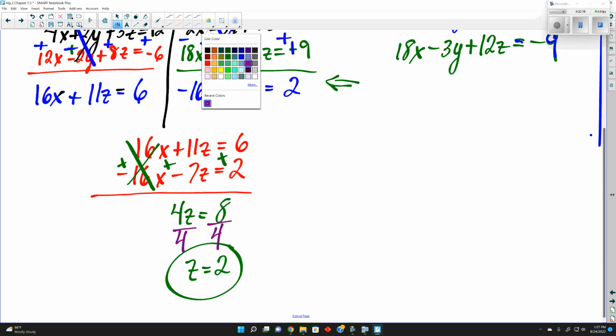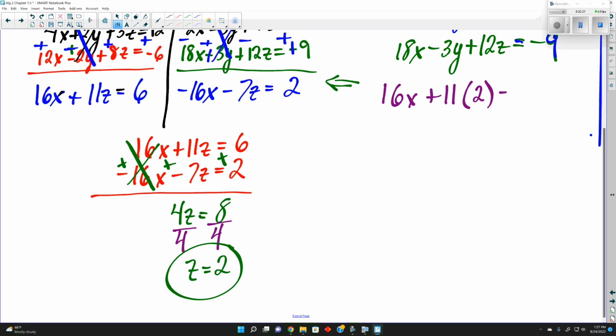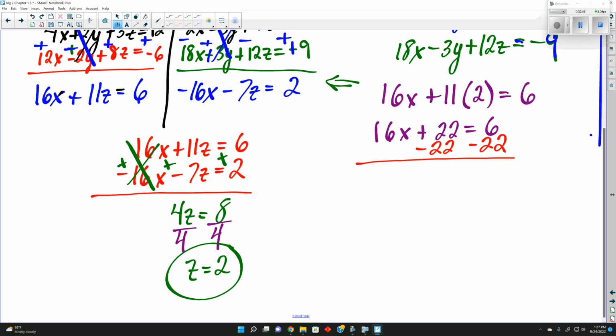I'll take that color back. If we can say 16x plus 11 times 2 is equal to 6. So now we just need to solve for x. 11 times 2 is? Then we would do one step first. Yes, minus 22. Yes? And then? Yes.